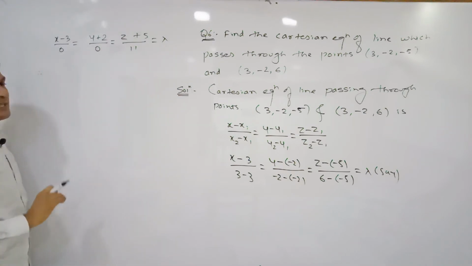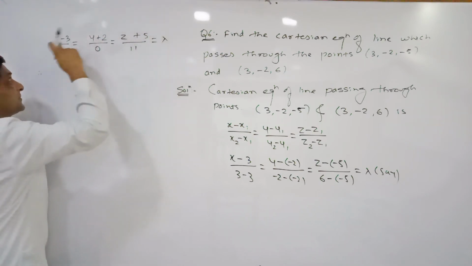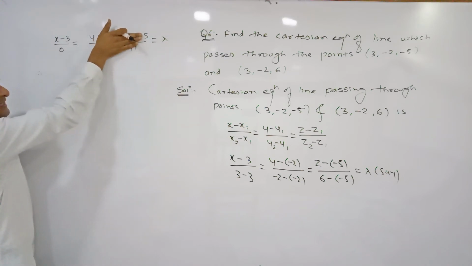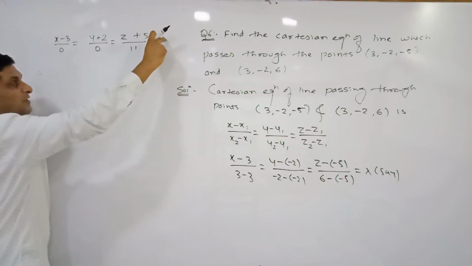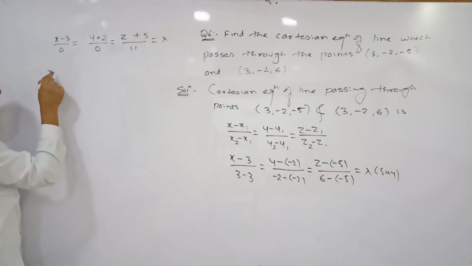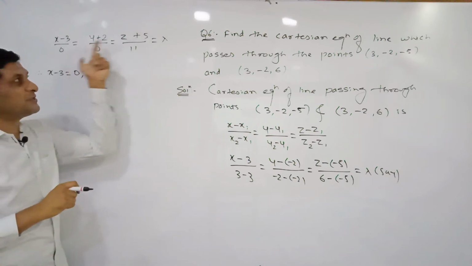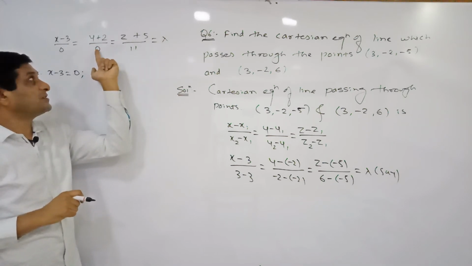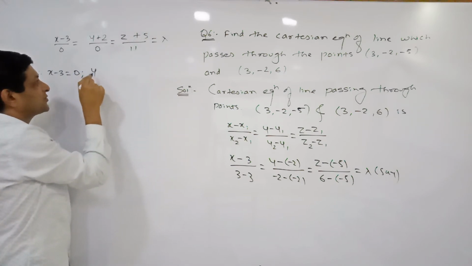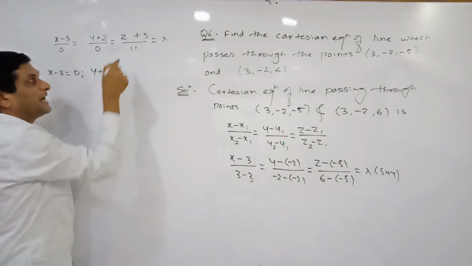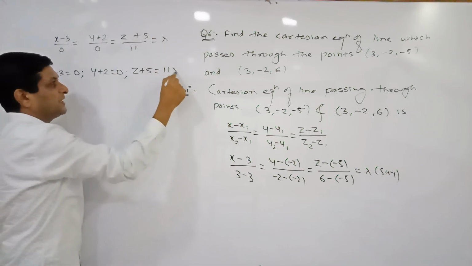So for that purpose, let us suppose that these two terms are equal. 0 into lambda will become 0, so x minus 3 is equal to 0. Now if we consider these two values equal, again 0 gets multiplied on this side, and 0 into lambda will become 0. So y plus 2 is equal to 0. And lastly, z plus 5 is equal to 11 into lambda, that is 11 lambda.